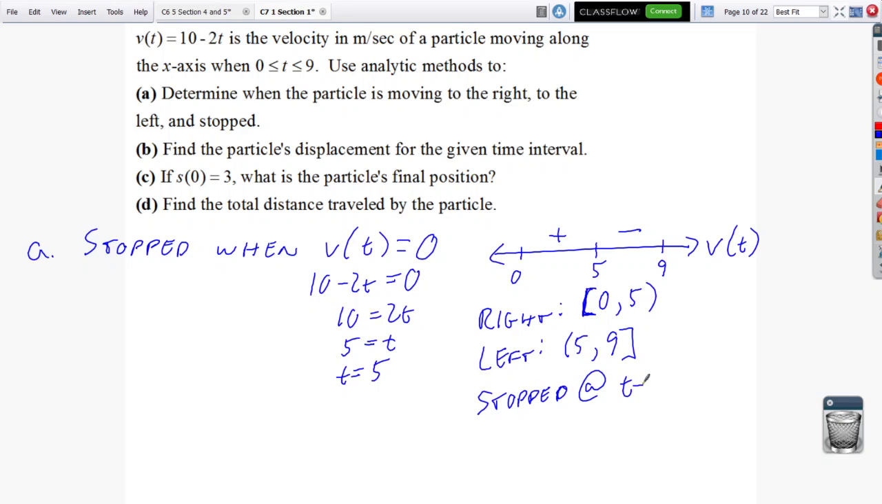At t is equal to 5 seconds. All right, so again here, very low, not too difficult kind of situation here. Find the zeros of the velocity function, set up your sign chart. Positive means moving right, negative means moving left. Now let's find the particle's displacement.